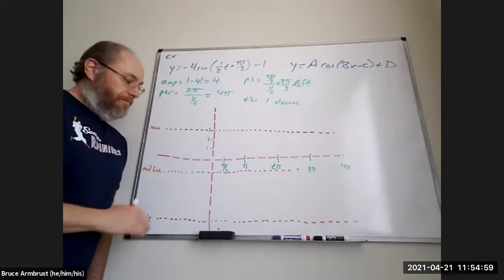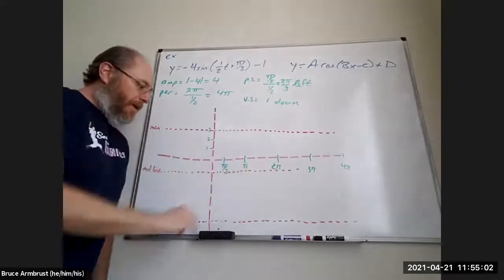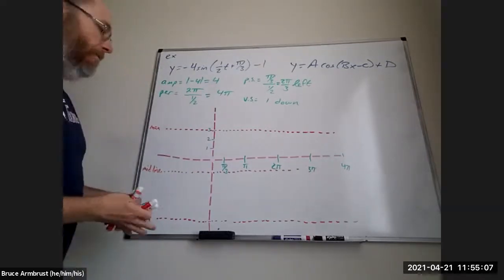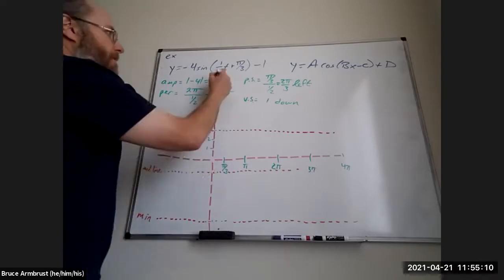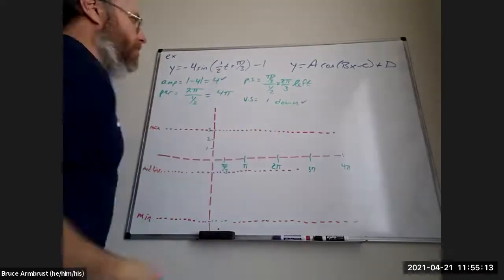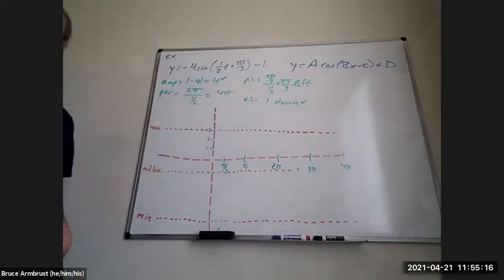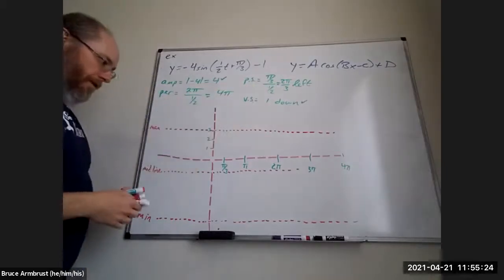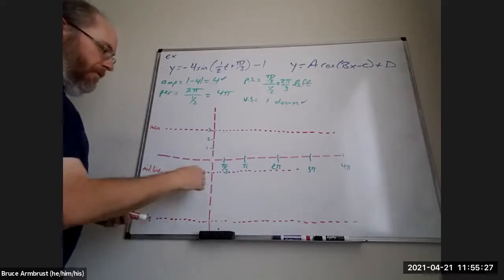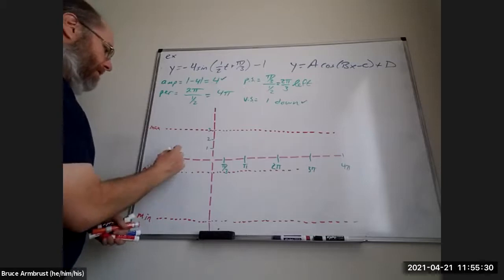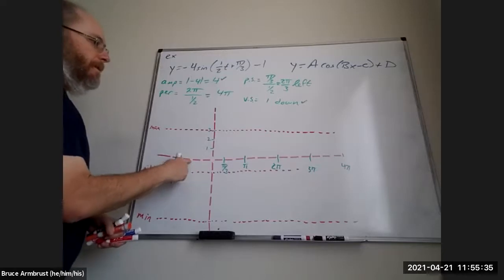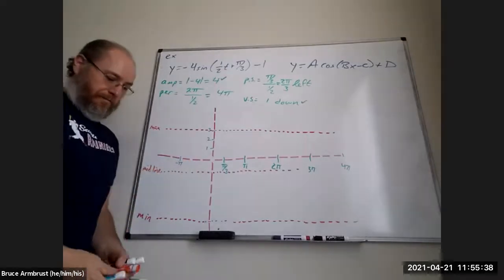All right. So now that I've got my central line, I also have where my maxes and mins are. So again, if we're playing along, keeping track, I took care of amplitude and vertical shift. So now the next thing I'm going to do is the phase shift. So I need to go 2π/3 to the left. Since my tick marks are π/3s, 2π/3 is going to be right here. So I need my graph to start there.